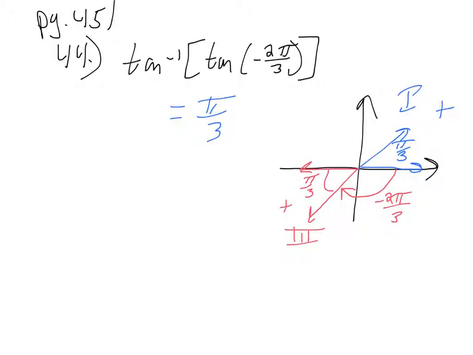Just because of the range of inverse tan. So the composition rules for these inverse functions only work over their natural range. And otherwise you have to go through this process to determine what the value actually ends up being.